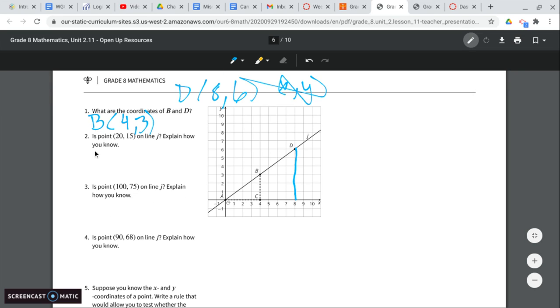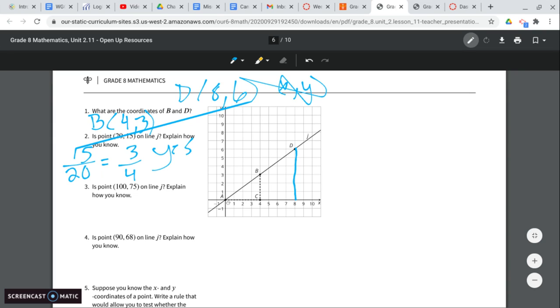Okay? So is the point 20, 15 on line J? Explain how you know. So what we need to look at is figure out what the slope is for this line. So what's our horizontal? Well, we've got 4 and 3, so we have a 3/4 slope. If we take our y value, because that's our vertical, and divide it by our x value, which is our horizontal, what do we get? 3/4. So yes, it is.